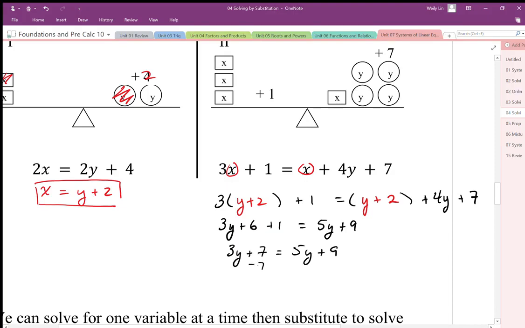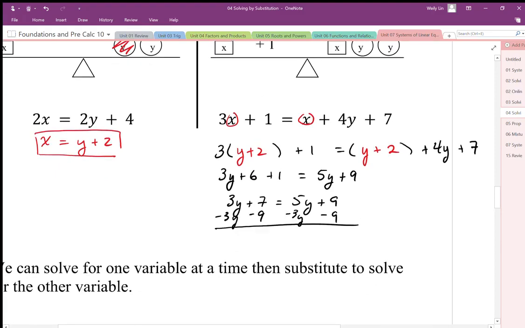I'm going to subtract 7 from both sides. Actually, let's subtract 9 from both sides, because we're going to keep the y on this side. So subtract 3y, subtract 3y. My new balance works out to be negative 2 equals 2y's. So I get my solution, y equals negative 1. So we've solved for y.